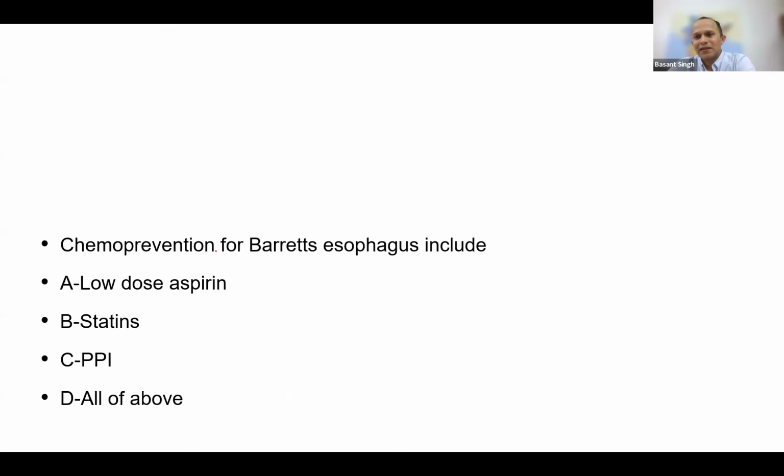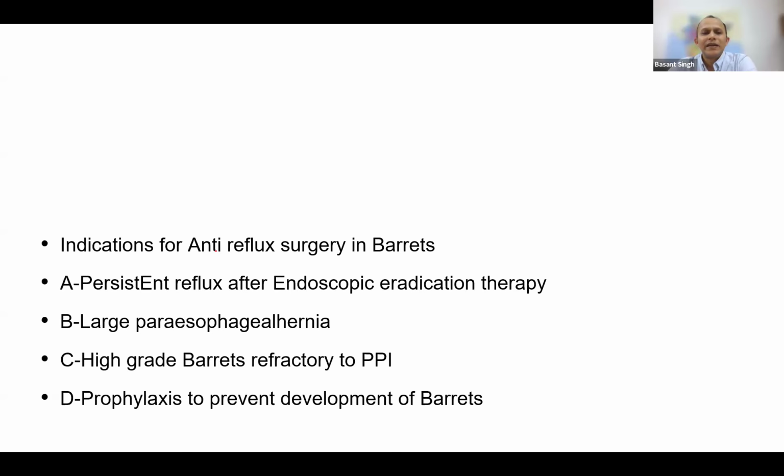So all of the above basically. We obviously use PPI. Low-dose aspirin was in the AspECT trial. Statins also have some role in chemoprevention. So these are the drugs that people use for chemoprevention. Indications for anti-reflux surgery in Barrett's: this is also a very contentious issue. When do you do anti-reflux surgery in Barrett's?